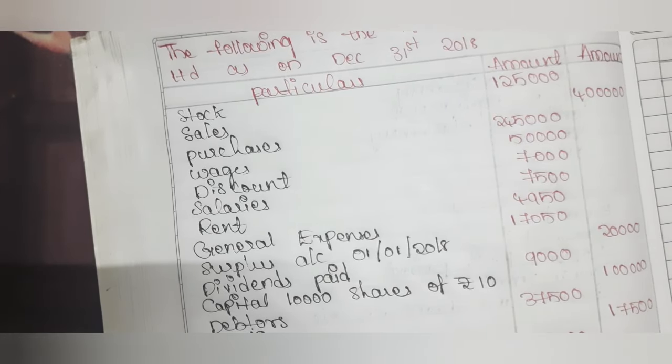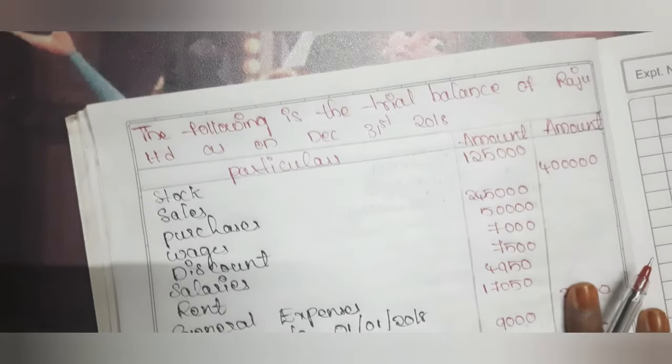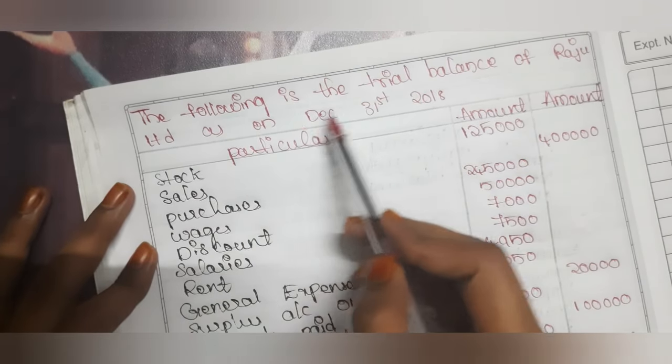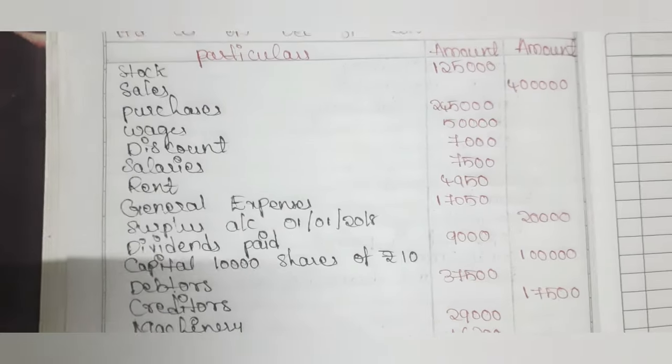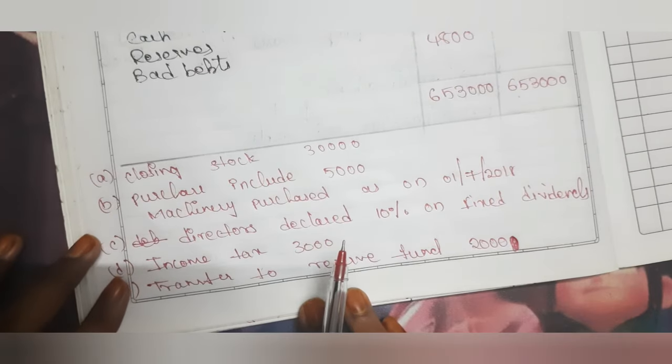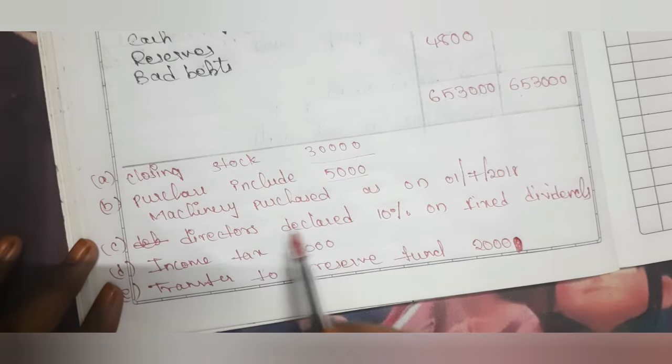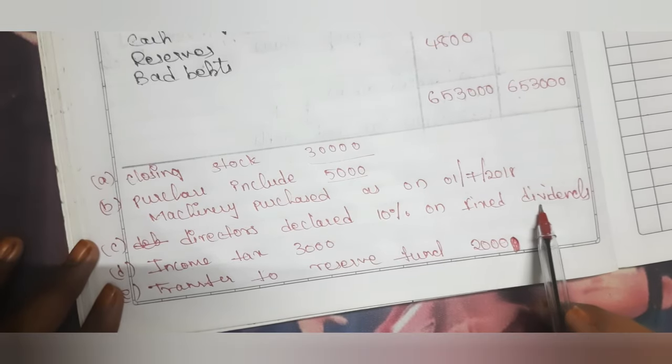Okay, now let us go to the question. Already 20 minutes we have discussed that thing only. Now let us go with the question. The following is the trial balance of Raju Limited as on December 31st 2018. So here we can have a look at the trial balance. Now here are the adjustments. Okay, closing stock, it has been given, purchases include 5,000. It seems directors declared 10% on fixed dividends.